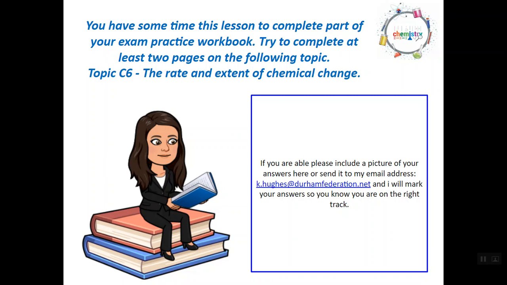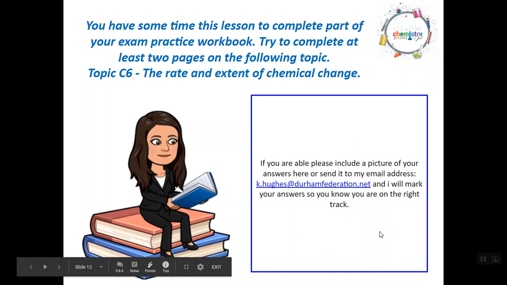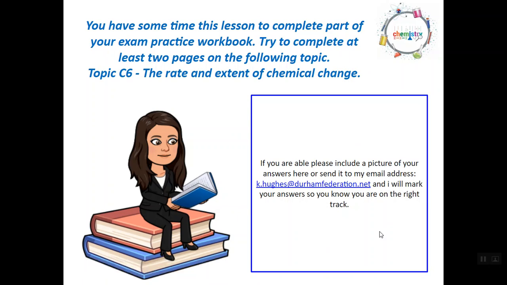So, if you do this and you get to this point, can you try to complete 2 pages on the following topic? So if you look in your revision guide or your exam workbook, you'll see topic C6, the rate and extent of chemical change, and that is the one that I've been teaching you this week. If you do that, you can send me a picture and I can give you the answers, like I keep saying. Now, I'm just going to go through collision theory, just so you have this to refer back to. And that way, if you do get stuck, you can watch this video again.